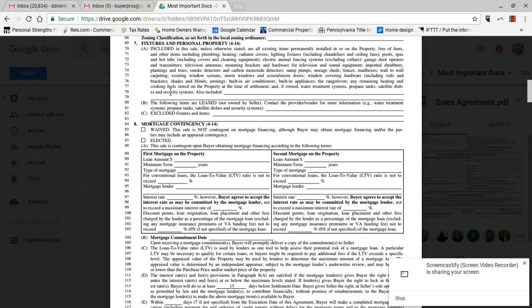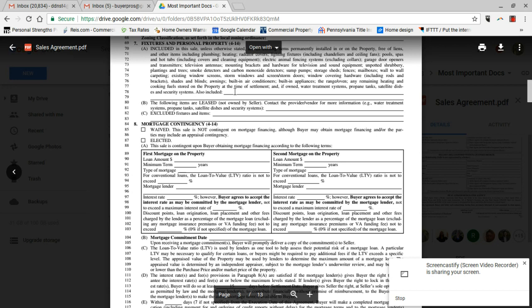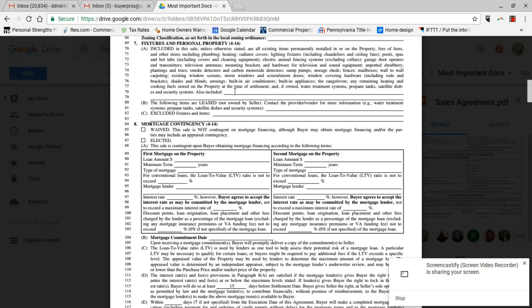Fixtures and personal property. There's a bunch of stuff already written in there that's supposed to stay in the property if it's there. Just make sure you read through it and you know if all that stuff is there or not. And then you're going to write in anything additional. So when I bought my house, I wrote in that I wanted the motorcycle. I wanted the lawnmower. I wanted the shop vac. Like I wrote in whatever I wanted in the house, and I got half of it. So you can write stuff like that in there.